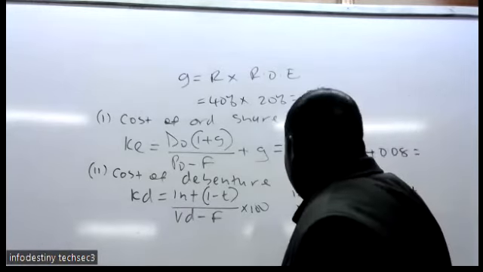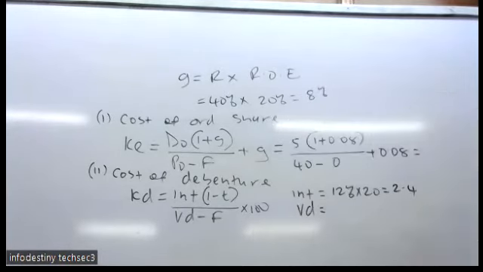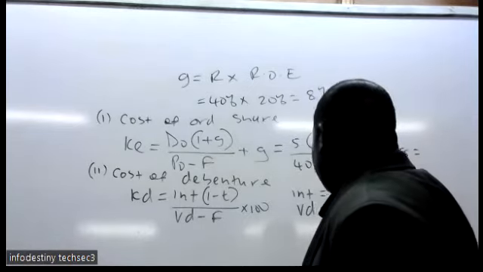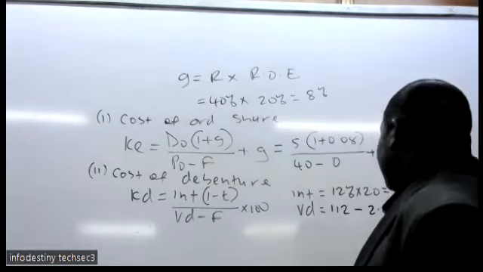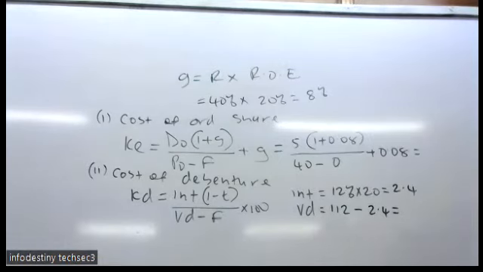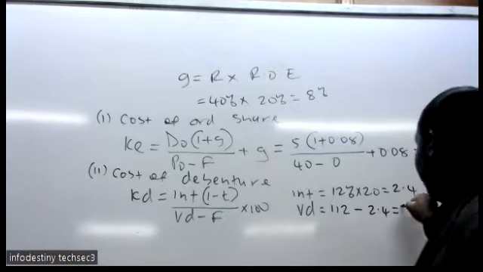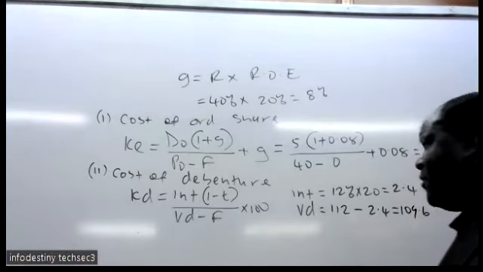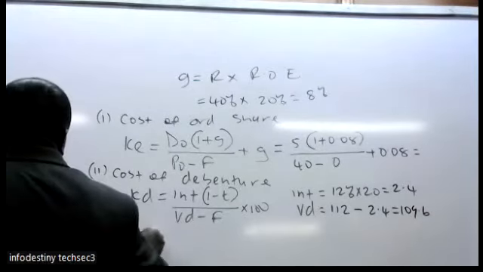Then our current value for the debenture. They had said that in note number 5, the existing 12% irredeemable debenture is currently trading at how much? But 112 is cum interest. So always subtract the interest, the one that we have just calculated. So when we do that, what should be our current value for that debenture? 109.6. So now we come back here to get our KD.